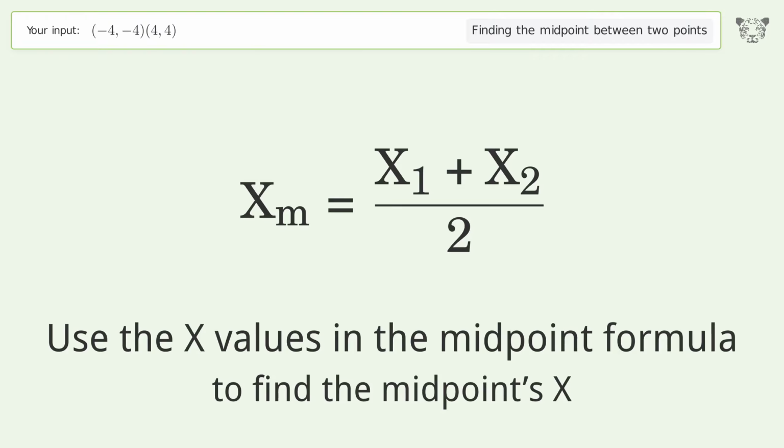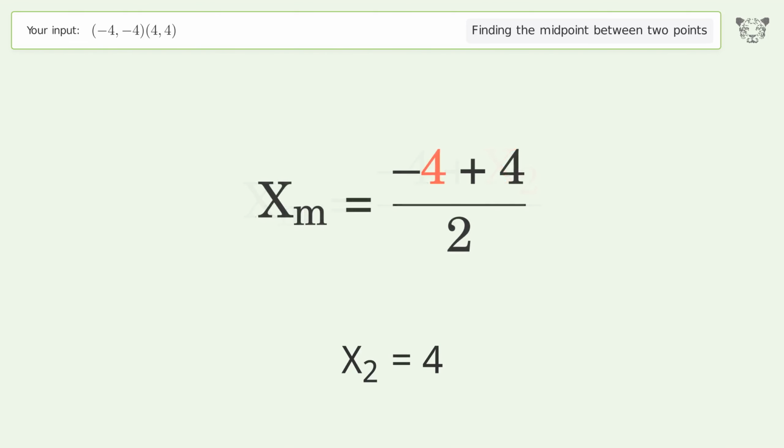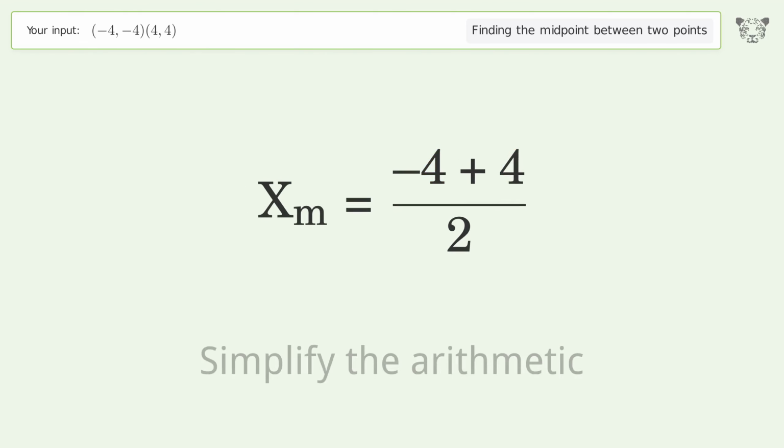Use the x values in the midpoint formula to find the midpoint's x. x1 equals -4. x2 equals 4. Simplify the arithmetic.